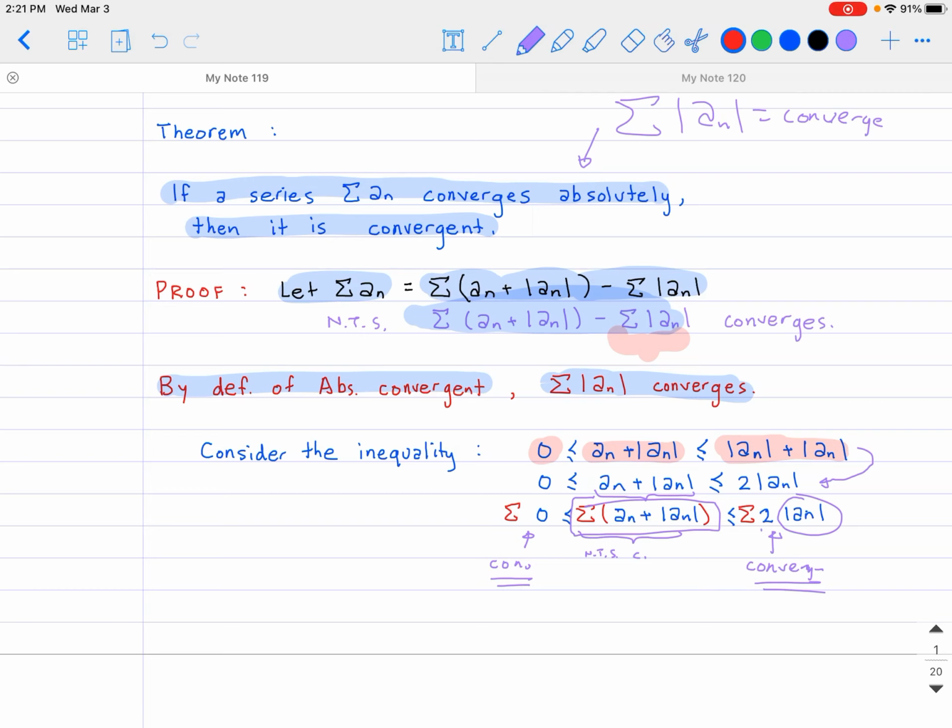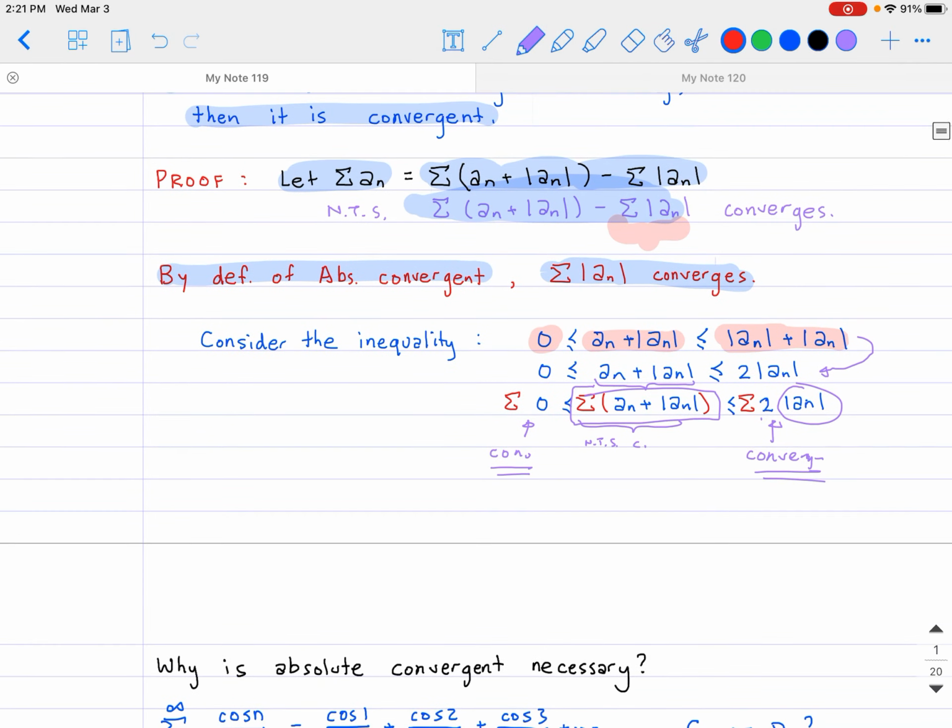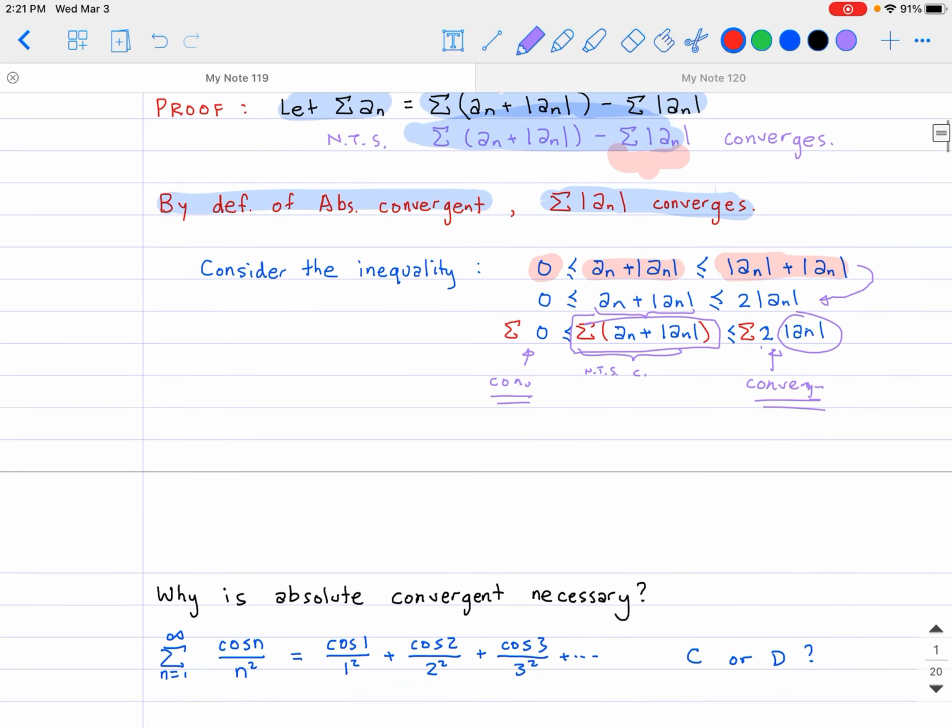Okay. All right. So now we get back to our original question. Why is absolute convergence necessary? Well, here's the reason why.